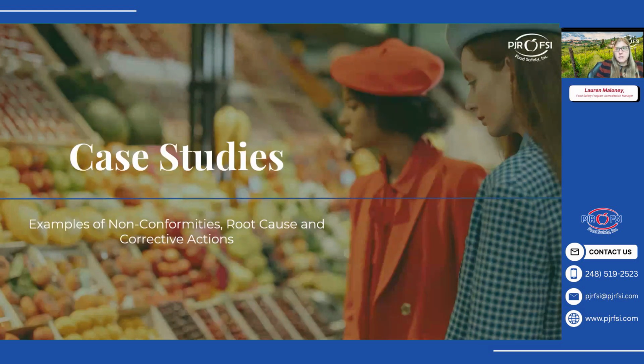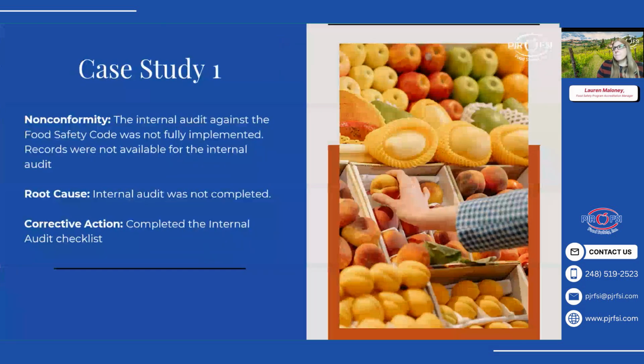So I have a couple of case studies about what a proper nonconformity, root cause, and corrective actions would look like. One would be if the nonconformity was written: the internal audit against the food safety code was not fully implemented, records were not available for the internal audit. So the company wrote that the internal audit was not completed and that the corrective action was completed, the internal audit checklist. Identifying a few issues here, let's look at it revised.